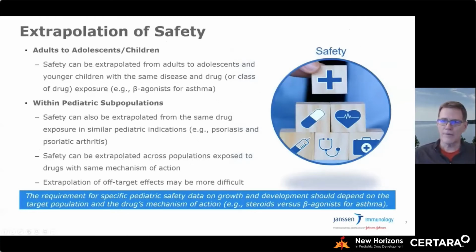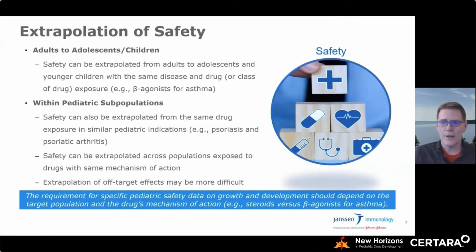Safety can be extrapolated from adults to adolescents and younger children with the same disease and exposure to the same drug or class of drugs, such as oral contraceptives or beta agonists for asthma. Safety can also be extrapolated from the same drug exposure in similar pediatric indications, such as psoriasis and psoriatic arthritis.